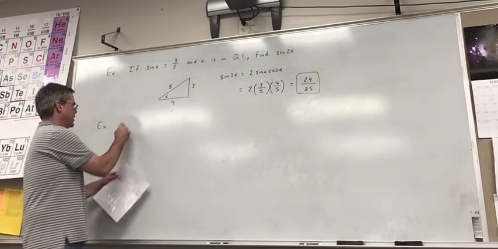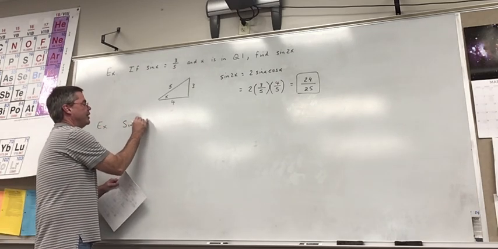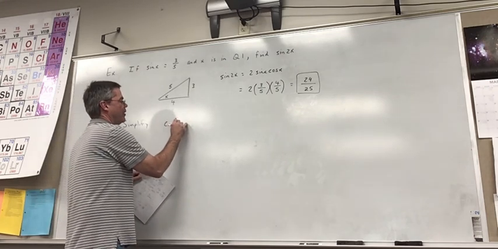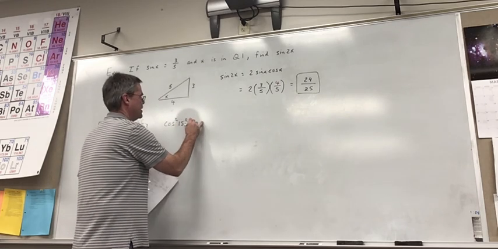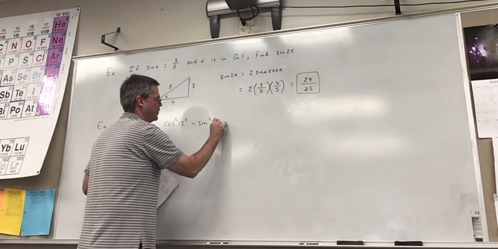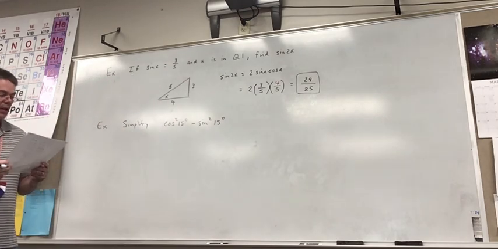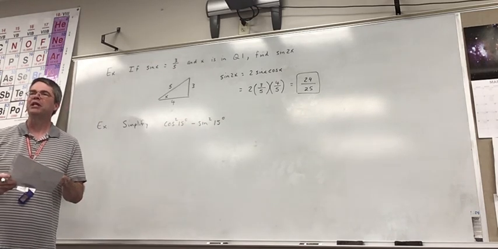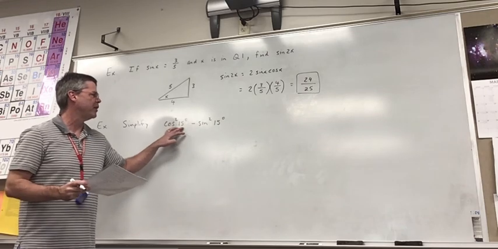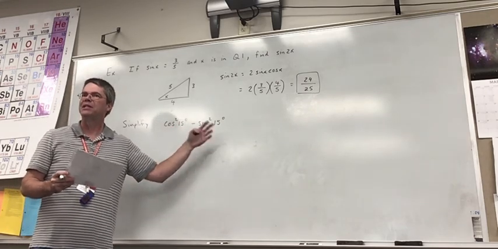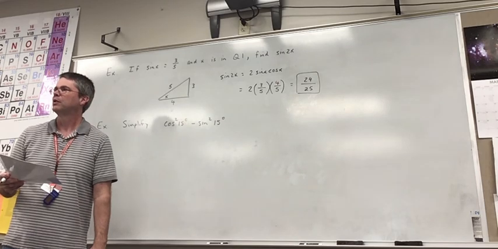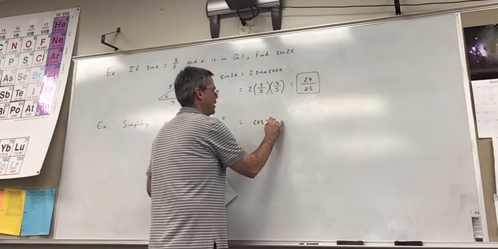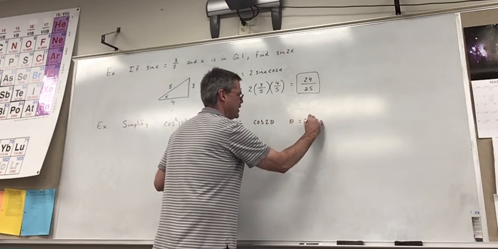This next one, it's really easy if you recognize the pattern. So we want to simplify cosine squared of 15 degrees minus sine squared of 15 degrees. All right, looking at the formulas on the sheet, can you see anything that looks like cosine squared of an angle minus sine squared of an angle? What is that equal to? Cosine 2 theta. Well, theta is just equal to 15 degrees.